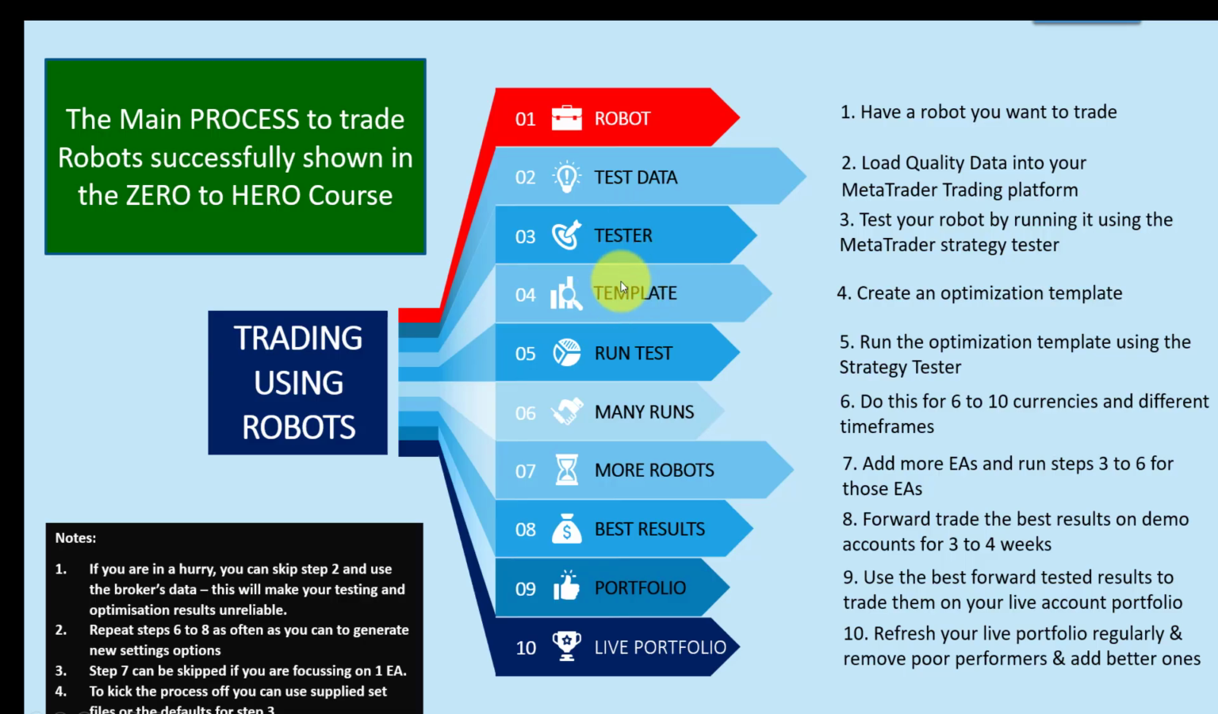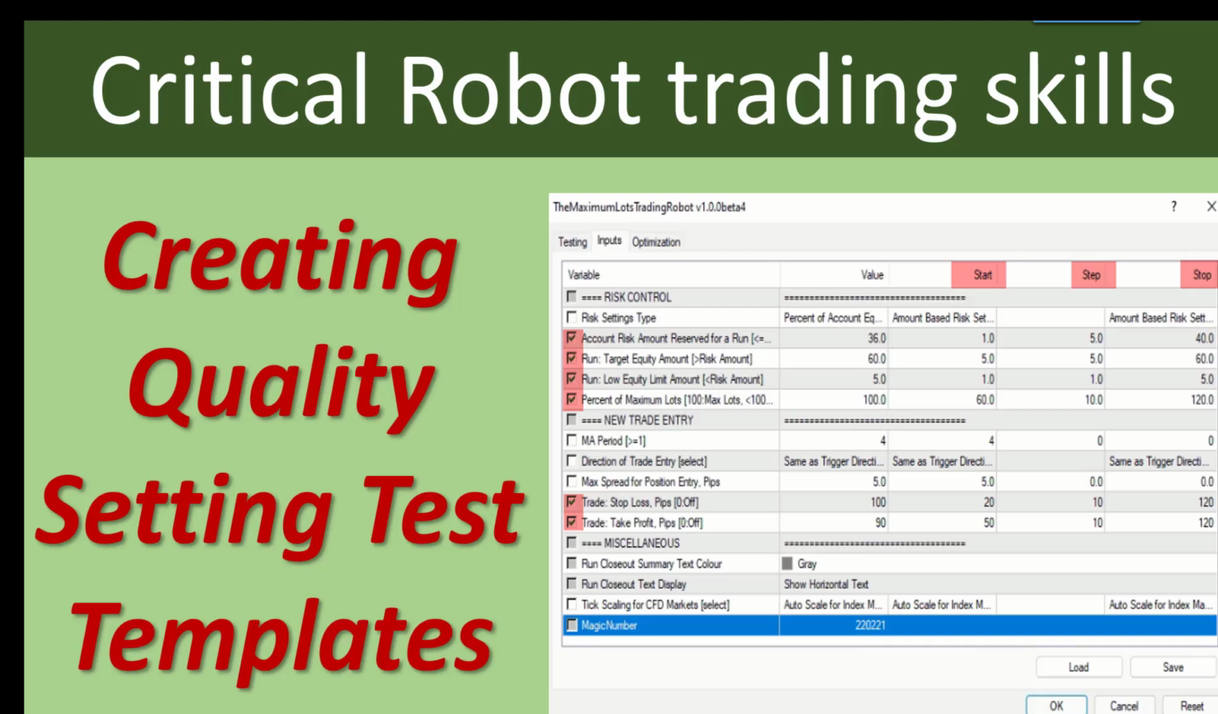So now we come to the template. The template is unique to the strategy tester. You do not get this start, step, and stop. You don't get those columns in your normal EA input. You only get those columns when you are using the strategy tester, and the strategy tester is there to help you test the EA.